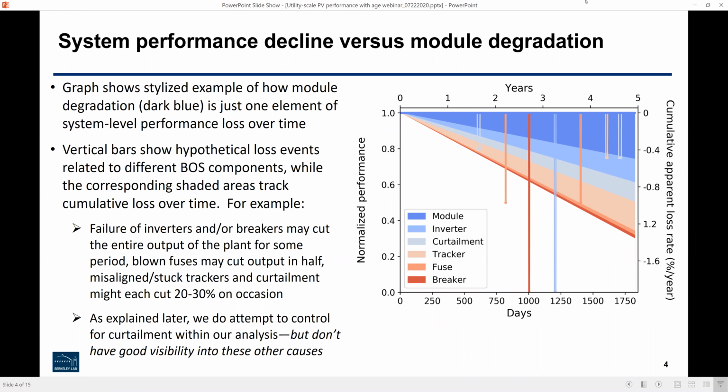But all of these individual events contribute to cumulative performance loss over time, which, as you can see over on the right-hand y-axis, is running at around 1.3% per year in this example, and that's more than twice as much as module degradation alone. So please do keep this distinction in mind as we run through this. Namely, we're looking at system-level performance decline and not just module degradation.